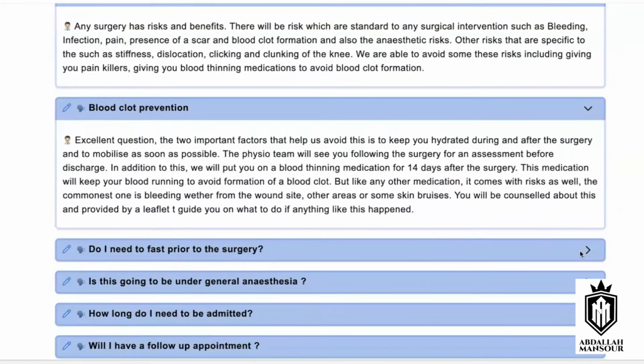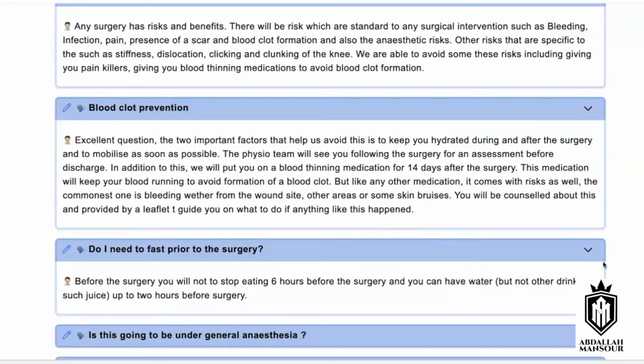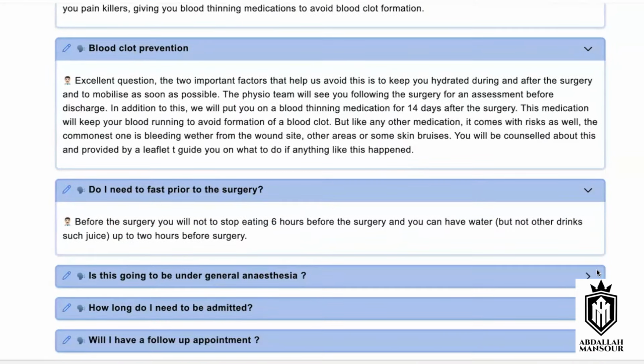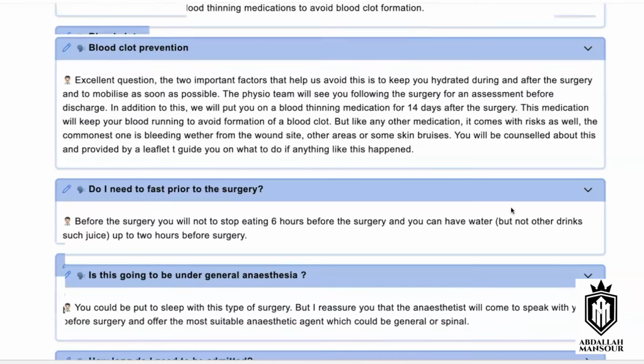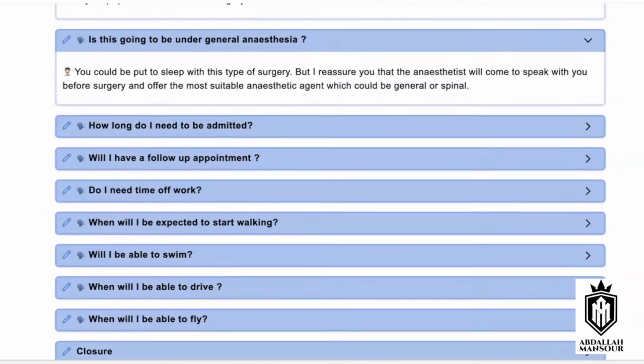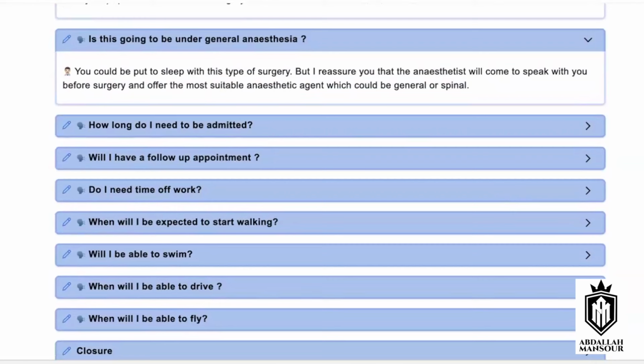Okay. And do I need to fast before the surgery? We recommend that you stop eating 6 hours before the surgery, but you can take clear fluids up to 2 hours before the surgery. Okay, and is it going to be under general or local anesthesia? It's going to be under general, so we're going to put you to sleep, and I will assure you that the anesthetist will come and speak to you before the surgery, and offer you a suitable anesthetic agent.